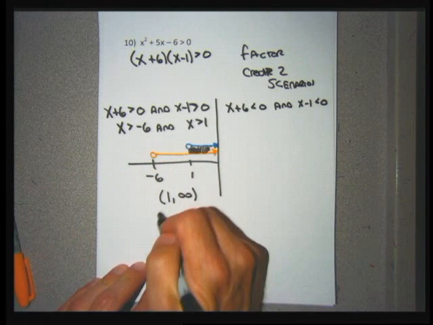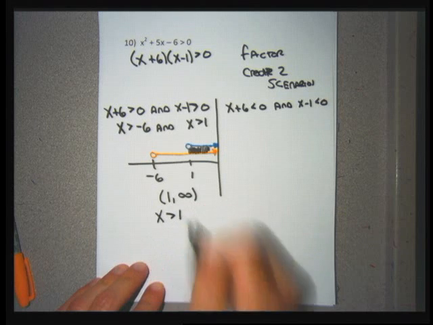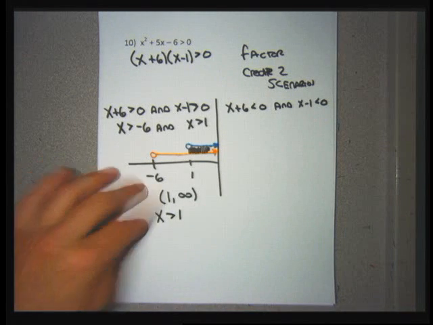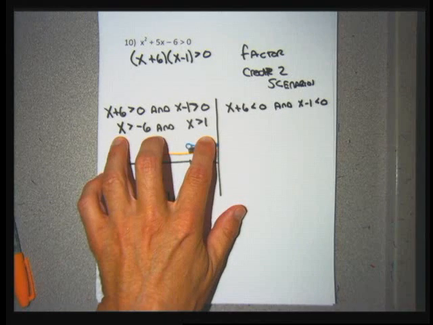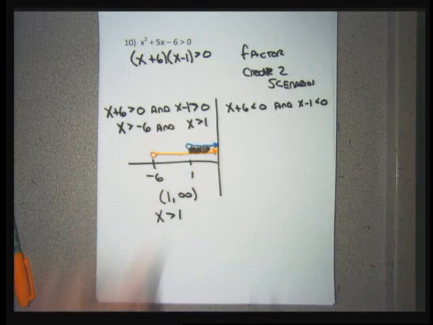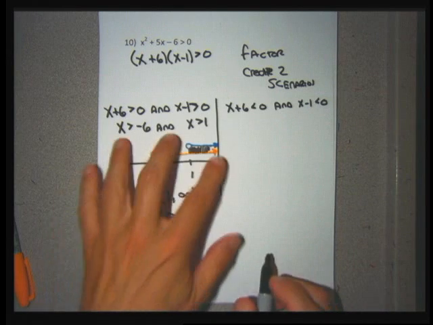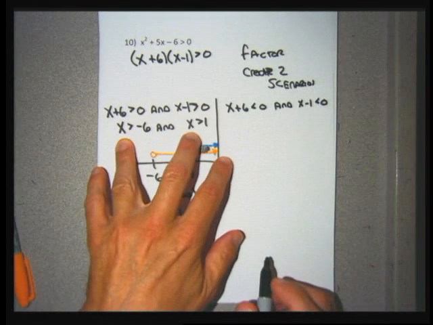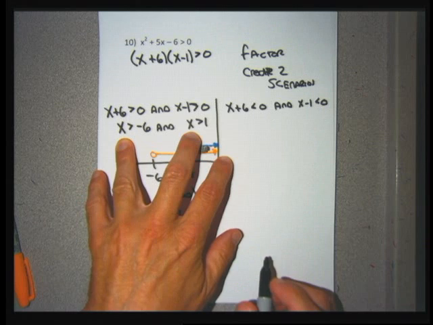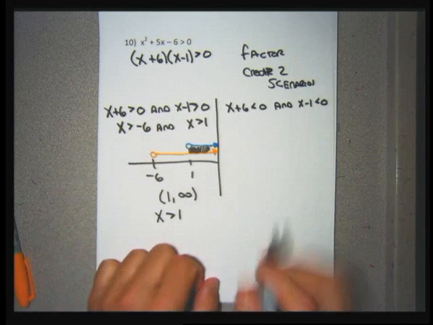The way I would write this is just x is greater than 1. They're both correct answers, but for both of these statements to be true, x has to be bigger than 1 because that's where you get the double shading. Or logically, for a number to be bigger than negative 6 and 1, it has to be bigger than 1. Second scenario will work similarly.